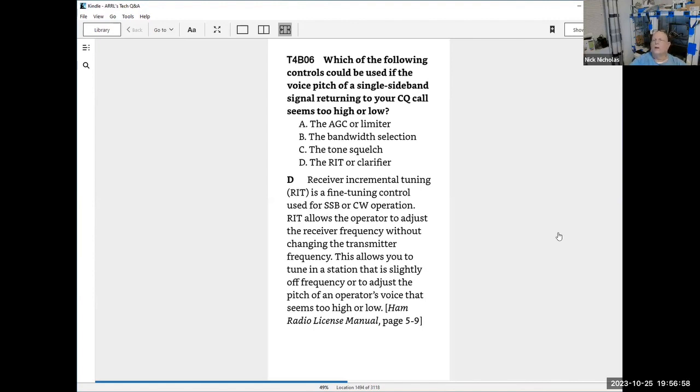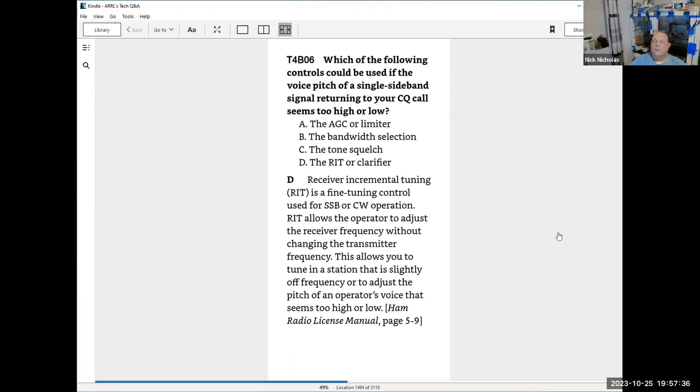RIT or clarifier circuits were added. What they are is a frequency shift control on the receiver. When you adjust it, it slightly modifies where the receiver is listening without changing where the transmitter is going to transmit. So you can use that to clarify the audio by tuning the receiver portion of the radio just a little off, above or below.